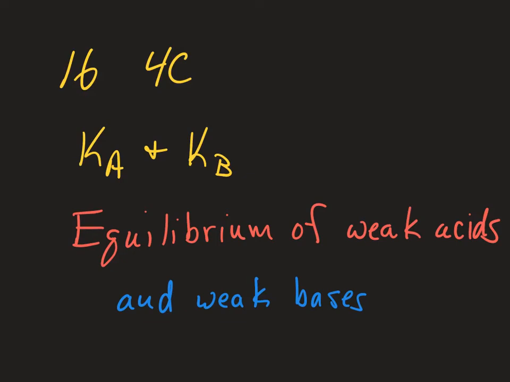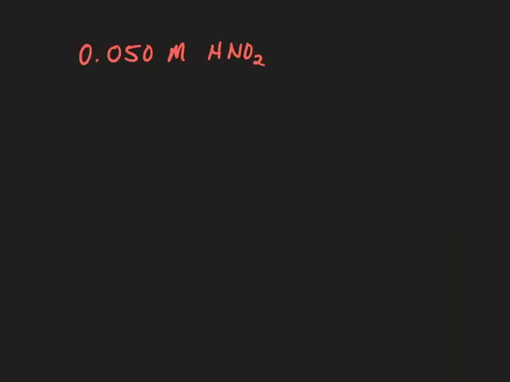So in this video, we're going to talk about the equilibrium constants for weak acids, the equilibrium constants for weak bases, and the equilibrium of weak acids and weak bases. We're going to define a few things related to that, primarily our Ka and our Kb for the equilibrium constant for dissociation of weak acids and weak bases in water.